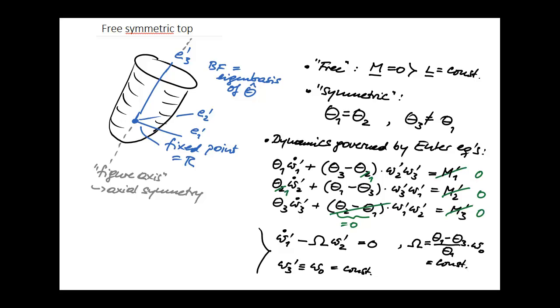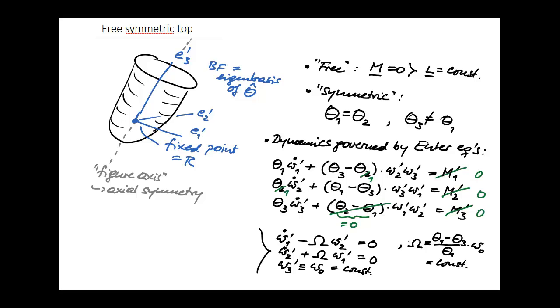The second equation can be reformulated in the same fashion. I simply divide the equation by theta 1, and I find omega 2 prime dot, and then the only difference is that I have a plus sign here, plus capital omega 1 prime is equal to 0. So already the Euler equations look a lot simpler now.